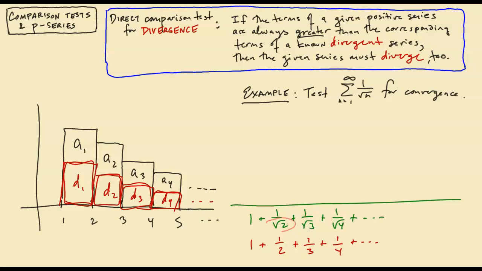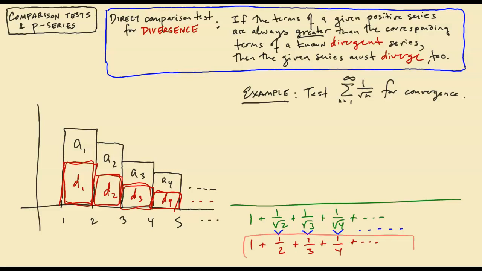Well, when you take the square root of a whole number, it of course gets smaller than that number. Square root of 2 is less than 2. Square root of 3 is less than 3. Square root of 4 is less than 4. But if you make the denominator smaller, you're making the whole fraction bigger. Hey, that means that this term is bigger than that one, and this term is bigger than that one, and this term is bigger than that one, and so on and so forth, all the way to infinity. Aha, that's exactly what we were looking for in the direct comparison test for divergence.